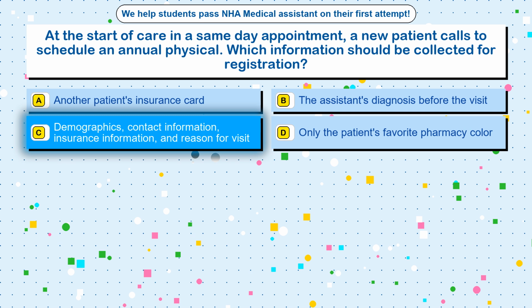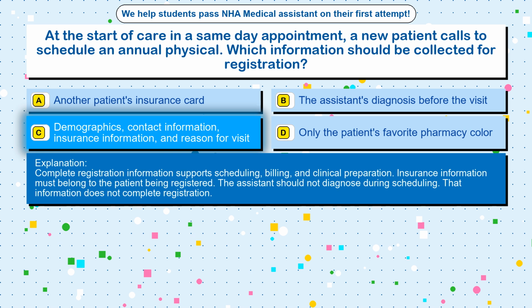Demographics, contact information, insurance information, and reason for visit. Complete registration information supports scheduling, billing, and clinical preparation. Insurance information must belong to the patient being registered. The assistant should not diagnose during scheduling. That information does not complete registration.